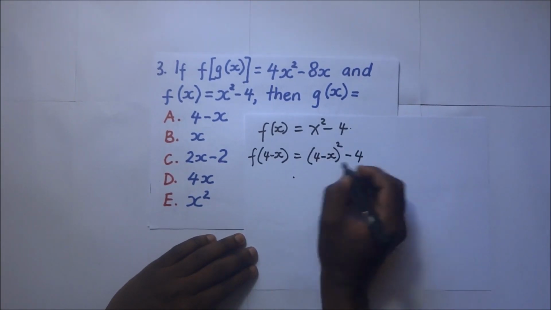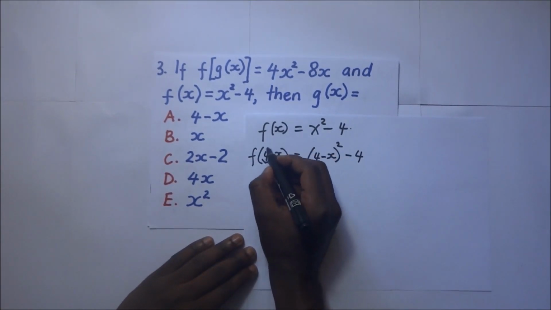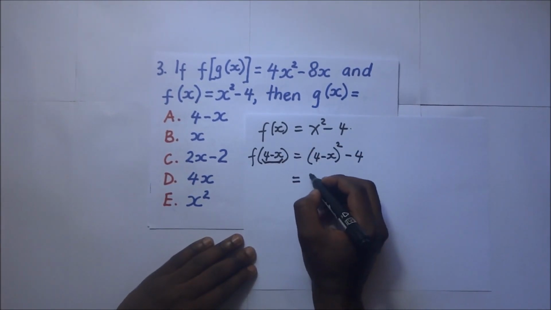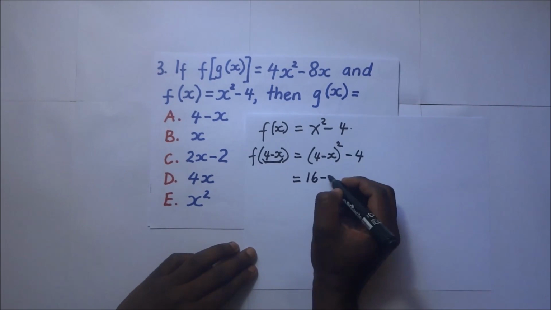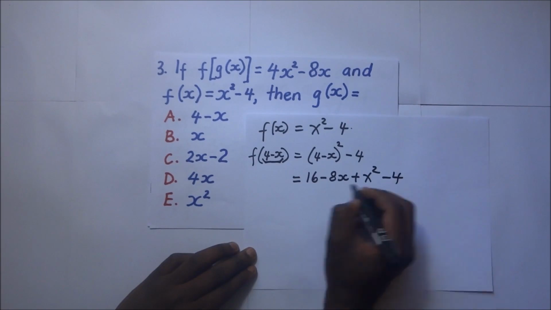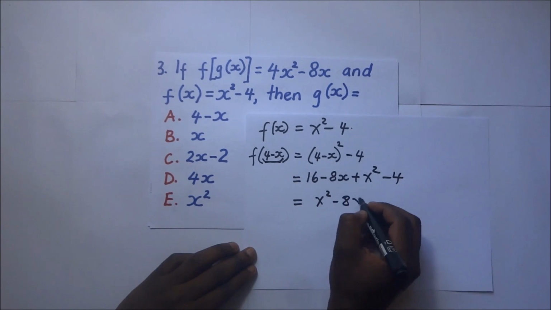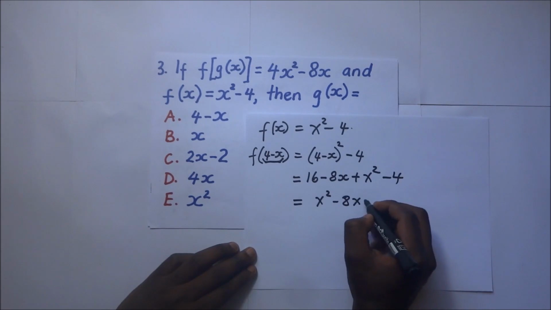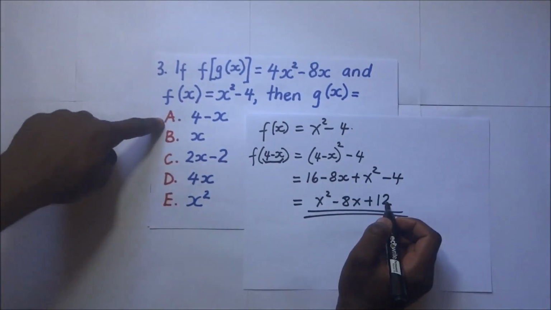This is squared. So this is going to become, of course, this is the whole value of x. This is the input, actually. So that's the input right there. So this is going to become, of course, 4 squared is 16 minus 8x plus x squared minus 4. And this is going to become x squared minus 8x. Then 16 minus 4 is 12, plus 12. Now this expression is not that, so it means that A is out.